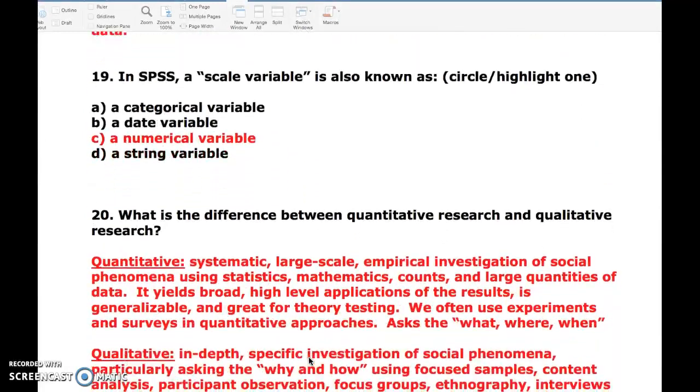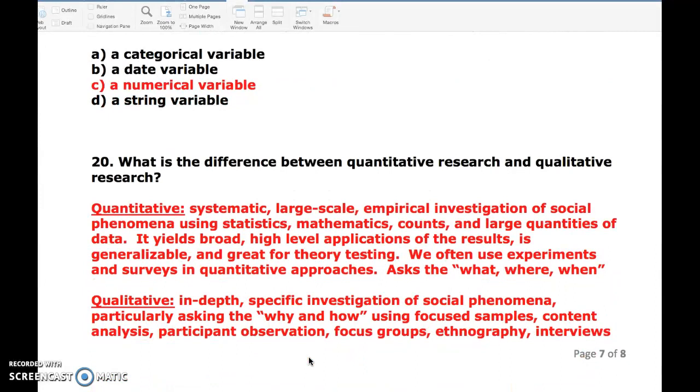Ooh, here's a big one. What is the difference between quantitative research and qualitative? Quantitative, systematic, large-scale empirical investigation of social phenomena using statistics, mathematics, counts, and large quantities of data. It yields broad, high-level applications of the results, generalizable, great for theory testing. We often use experiments and surveys and quantitative approaches, asking the what, where, when.